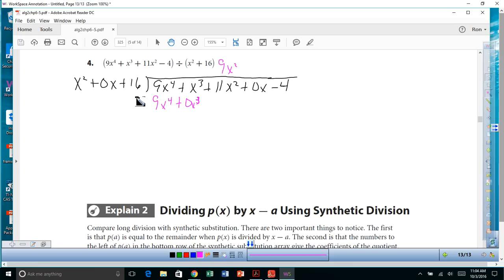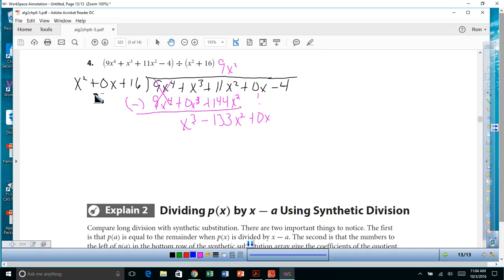9x squared times 16. 9 times 6 is 54, and 9 times 10 is 90, so that's 144x squared. See, it's getting kind of bunchy there. I don't like it when it gets bunchy. I just want to avoid making errors. So these two cancel out, so you got 1 minus 0 is just 1, so you got x cubed. And then 11 minus 144, that's going to be minus 133x squared. And we're going to bring this plus 0x down.